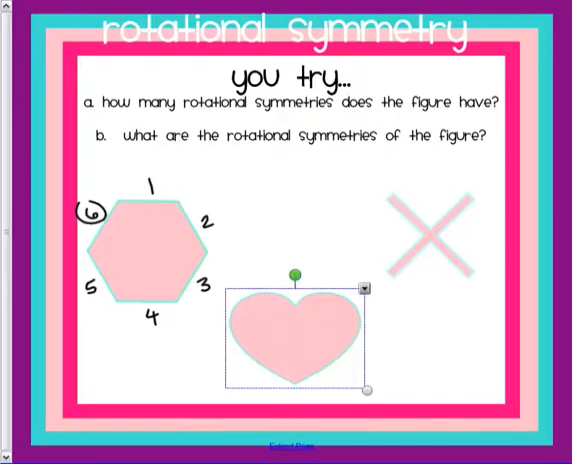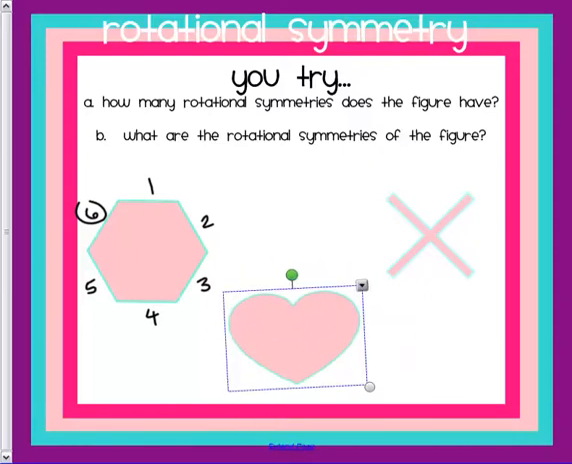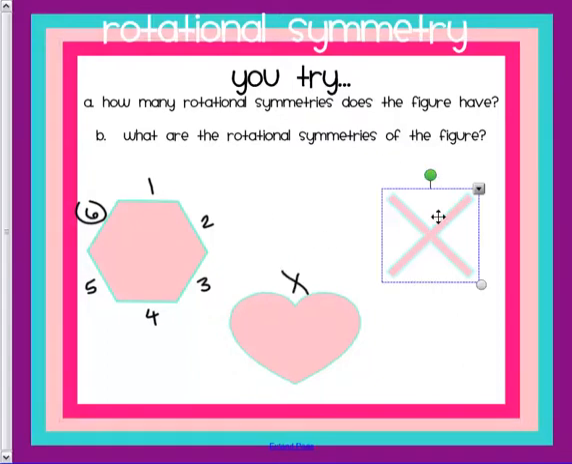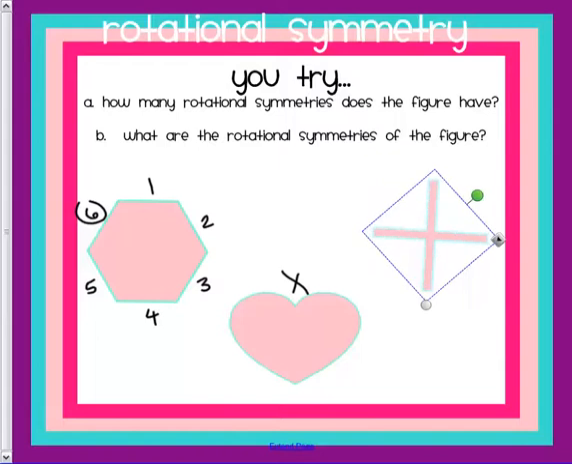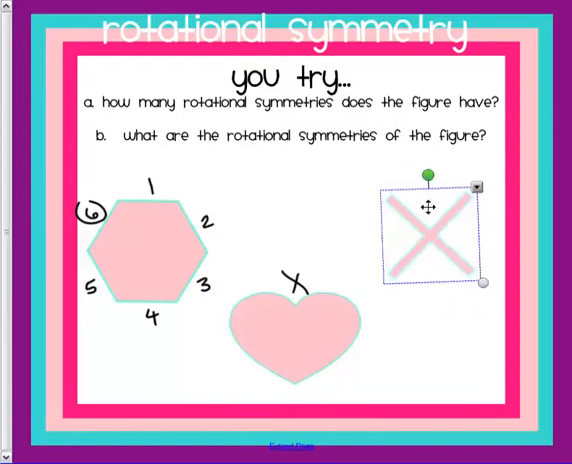If you look at this heart, it has none. It only goes back to itself, so we don't consider this to have rotational symmetry. If we look at the X, like the one we just made, it has 1, 2, 3, 4. Okay, and so let's label them as 1, 2, 3, 4, and I always circle my last one so people know that that is my 4th rotational symmetry.